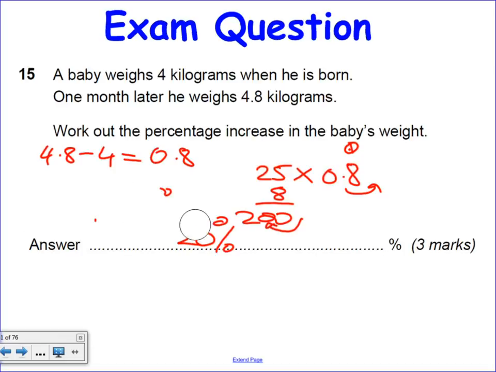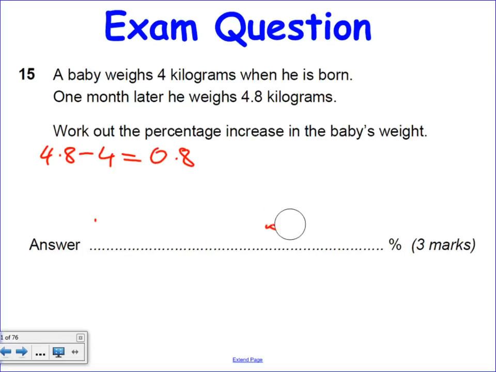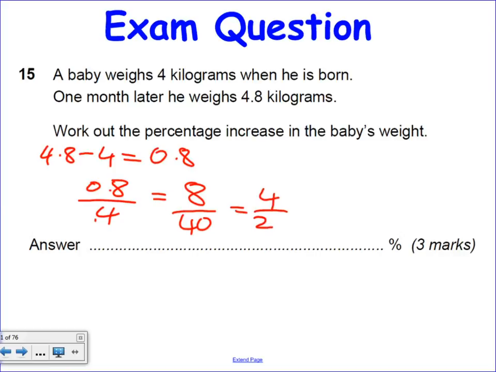I just moved the decimal place. Yeah? Of 8, 0.8, so have 8 and then have 40. 0.8 over 4 is exactly the same as 8 over 40. Good start. I like that. And then simplify that down. Simplify it down, it becomes 4 over 20, which becomes 2 over 10.